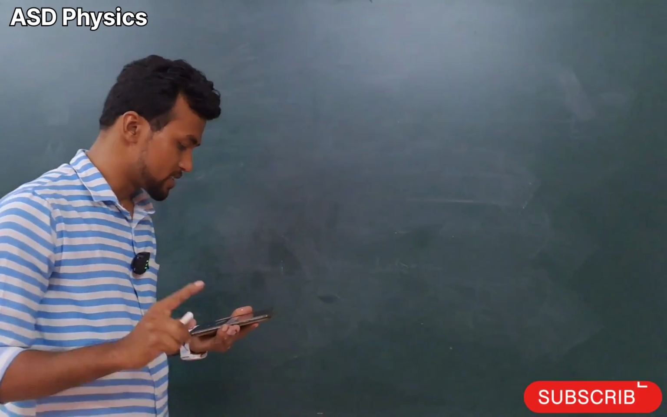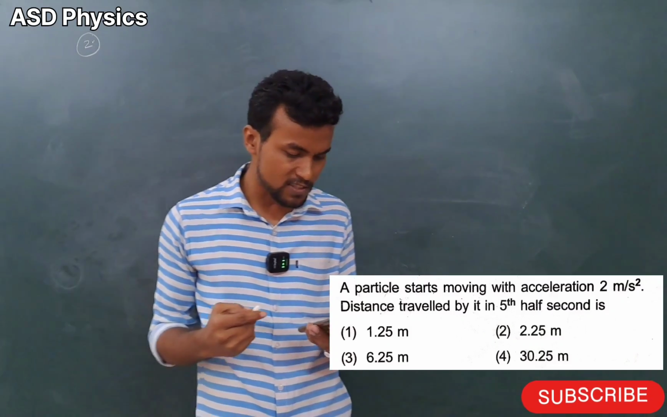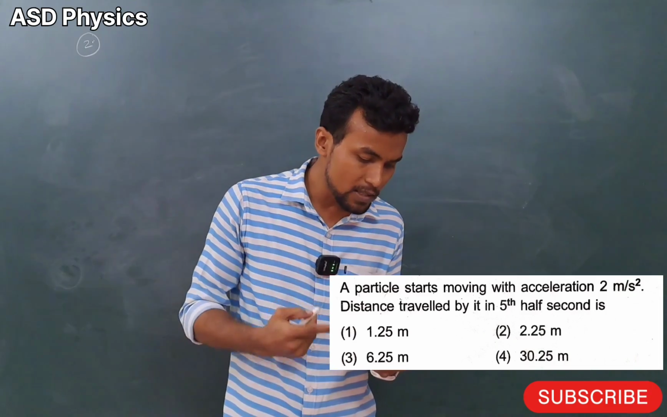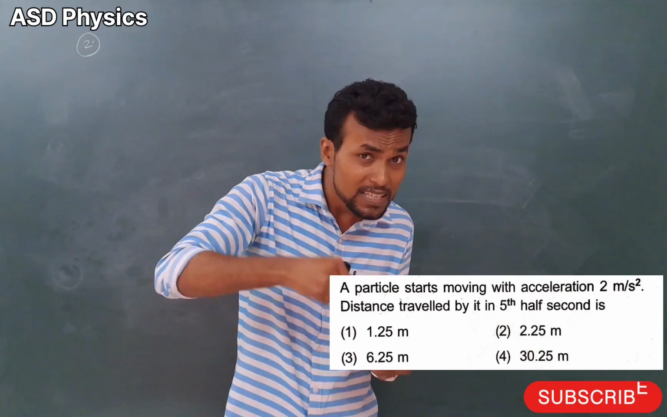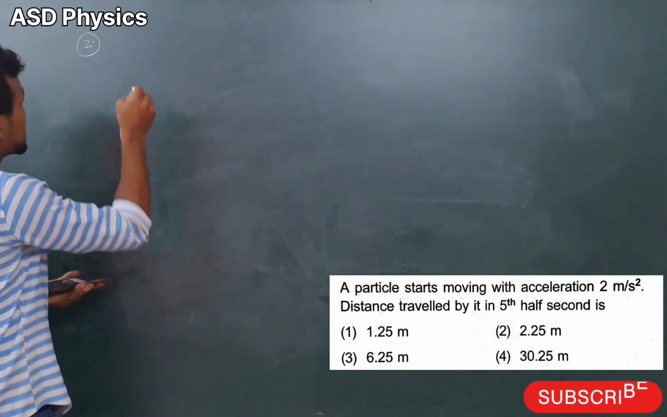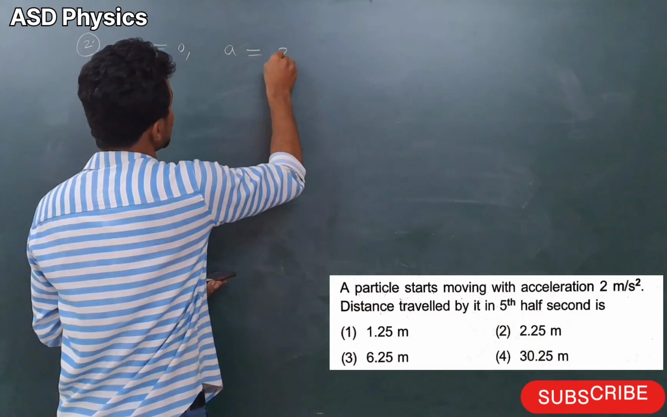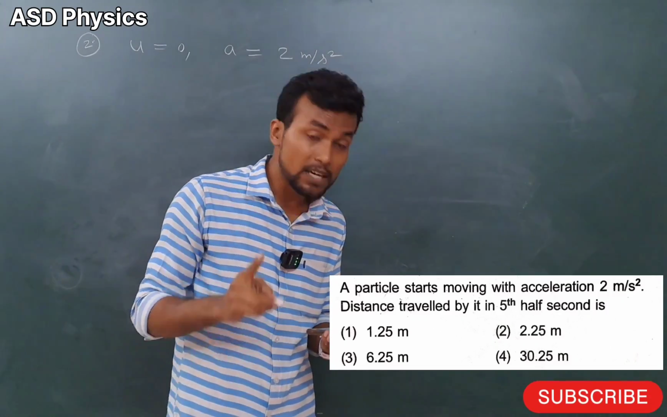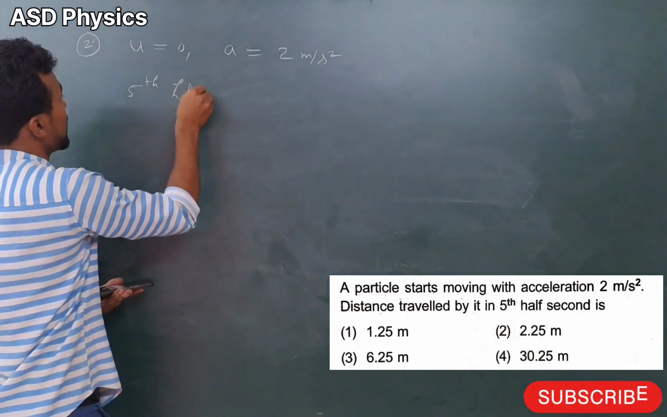Okay, so my dear students, in this second question we will learn some more basics. Let's read the question. A particle starts moving with acceleration 2 meter per second square. Find the distance travelled by it in the fifth half second. This question I have taken so that you should understand this basic also. So here what is given? u equal to 0, it starts. Acceleration is given as 2 meter per second square, and they are asking the distance travelled in which time? The fifth half second.